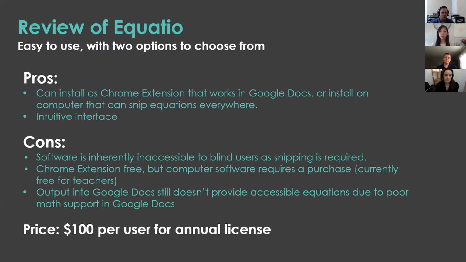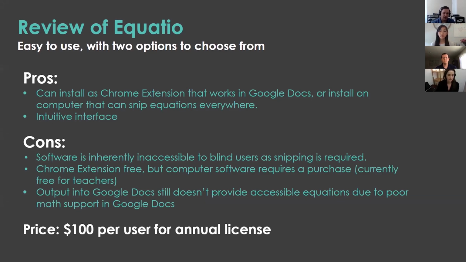The next one up is Equatio. So it is pretty easy to use, and you do have 2 options to choose from. You can install it as a Chrome extension, and that's going to work in Google Docs, or you can install it on a computer, and you can snip equations everywhere. So when I showed you the example of snipping an equation out of a PDF, Equatio cannot do that with the Chrome extension. You actually have to do the full software install. Another good thing about it is it does have that intuitive interface.